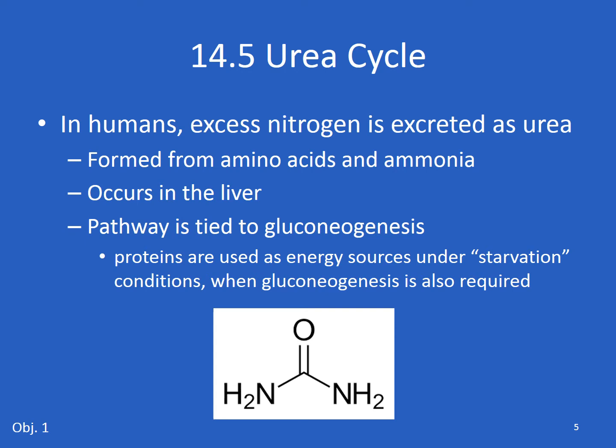So the urea cycle is really tied into gluconeogenesis. Well, why might that be? Well, proteins, which contain nitrogen, are used as energy sources under starvation conditions when there's not a lot of carbohydrates or fats available to be used. But remember, you still need to make glucose to feed your brain, or at least make ketone bodies to feed your brain. So in that case, proteins would be used to chop them up to make new glucose molecules, and the nitrogen in that pathway gets excreted as urea.